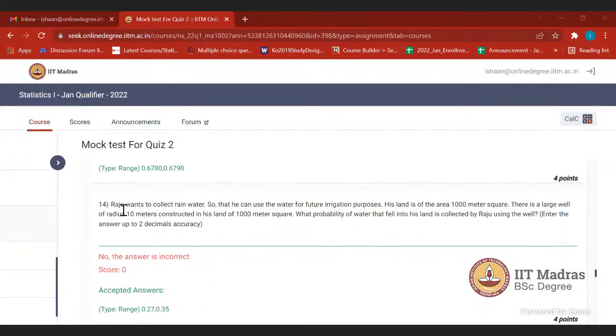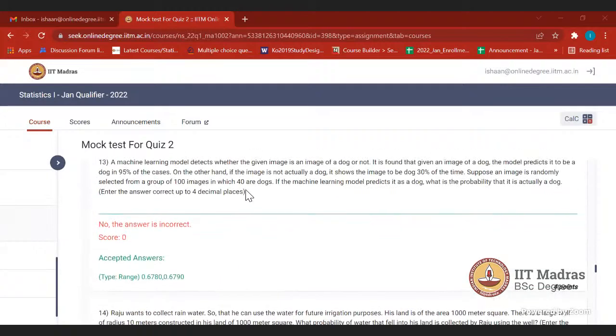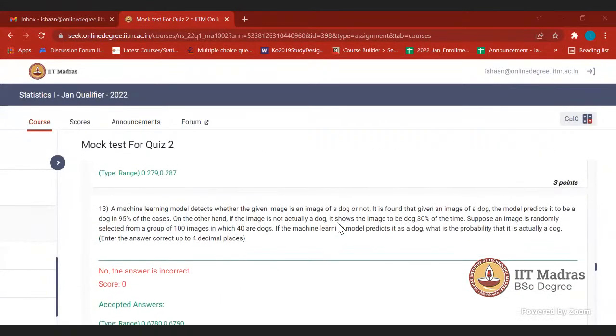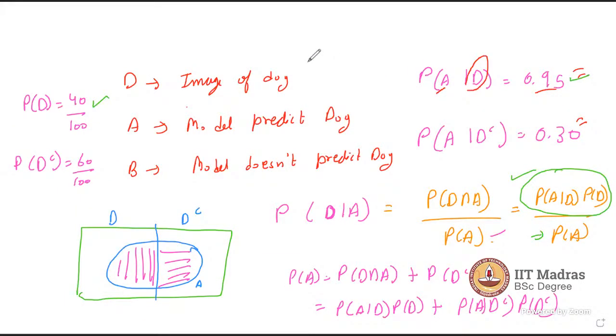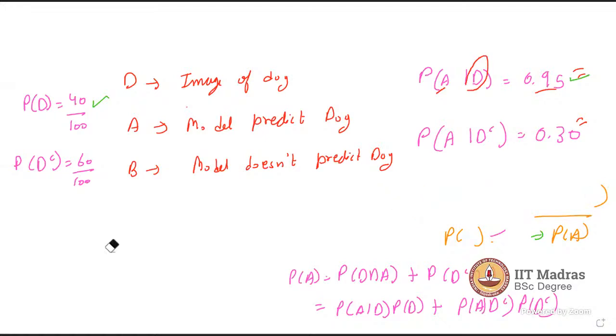Sir, can you hint by tree method? Yeah, you can do it. Not an issue. Let me just erase it. We are going question by question.